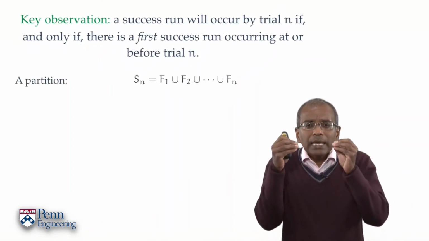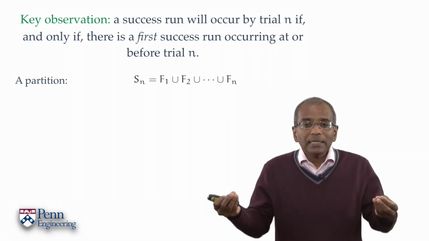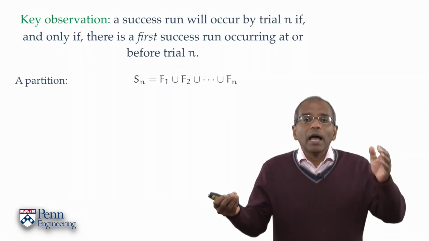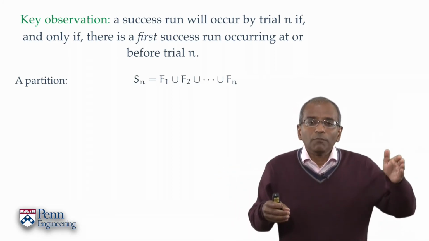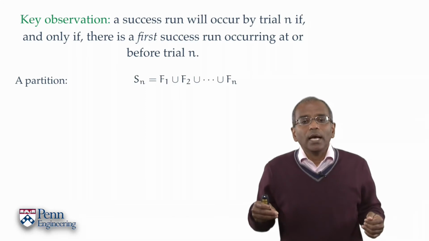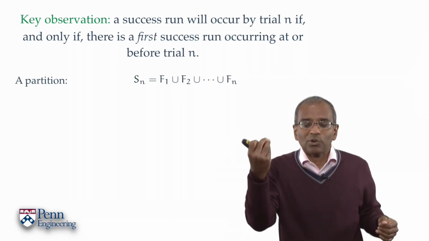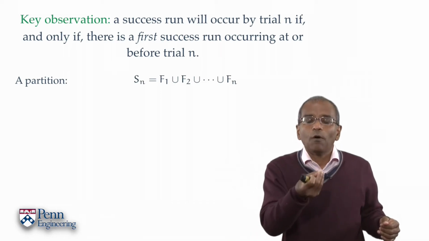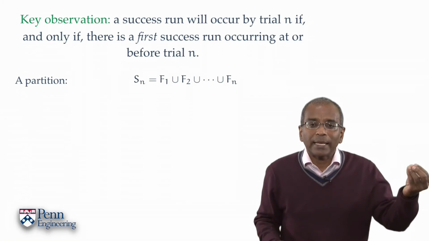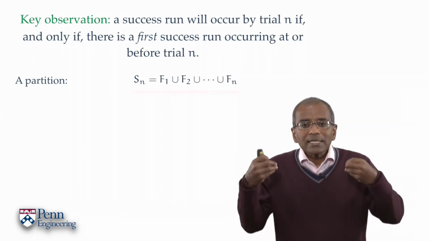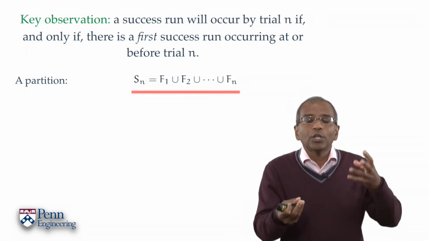Recall, the event at hand of interest to us is the event Sn, that there is a success run of length 5 at or before the nth trial. Well, for this to happen, there was either a first success run at trial 1, or a first success run at trial 2, or at trial 3, 4, 5, and so forth, or a first success run at trial n. In other words, Sn is the union of F1, F2, F3 through Fn.